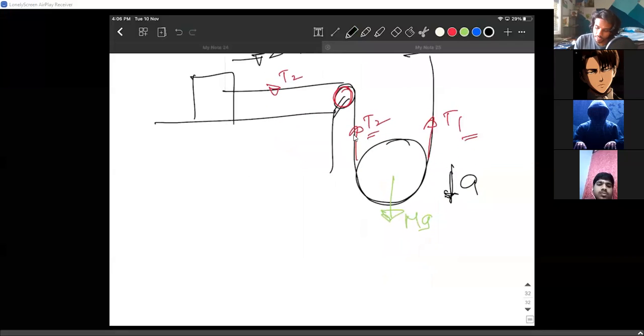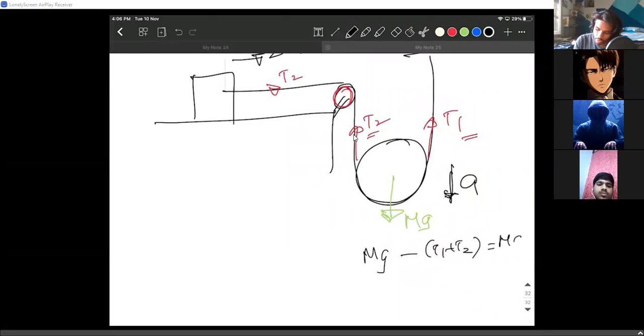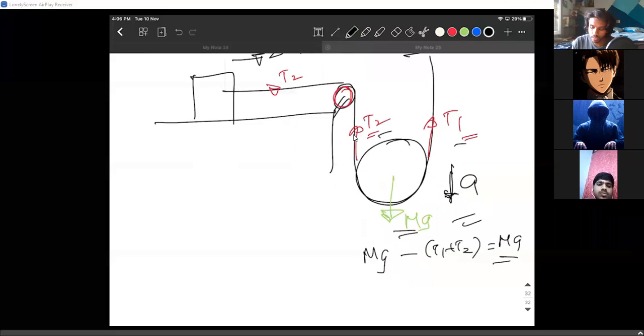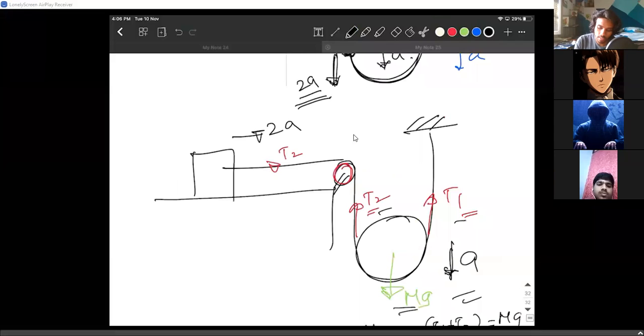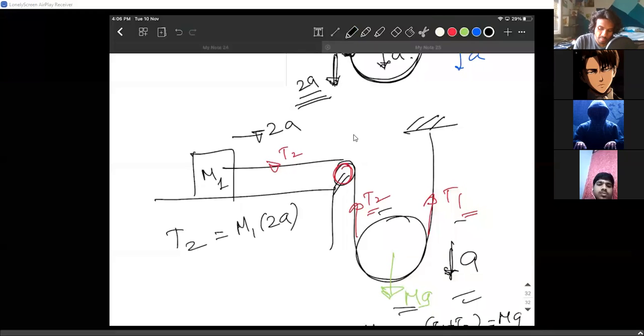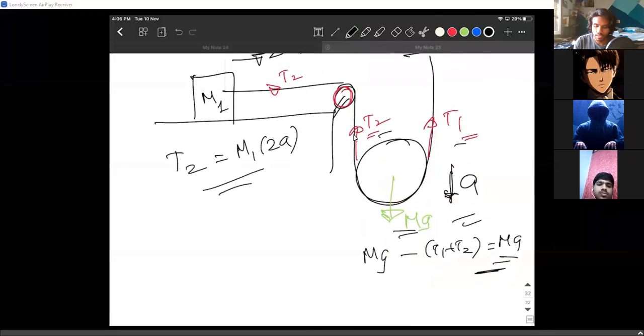Just write the linear equations first of all. Mg minus T1 plus T2 equals M into A for this body. Mg is downwards, T1 and T2 are upwards. For this body, it is just T2 equals the mass, let's just take it as M1, so M1 into 2A. So these two equations are done.